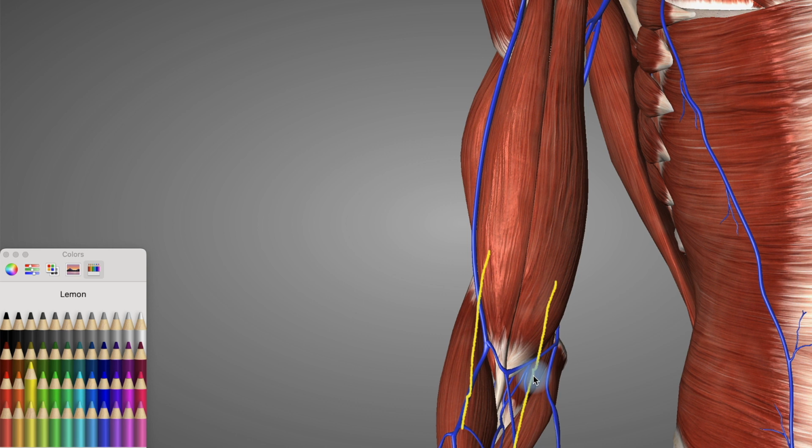The medial cutaneous antebrachial nerve originates from the brachial plexus, and the lateral cutaneous antebrachial nerve is the continuation of the musculocutaneous nerve, which also originates from the brachial plexus. These two nerves innervate the skin of the forearm and are considered to be major components of the roof of the antecubital fossa.